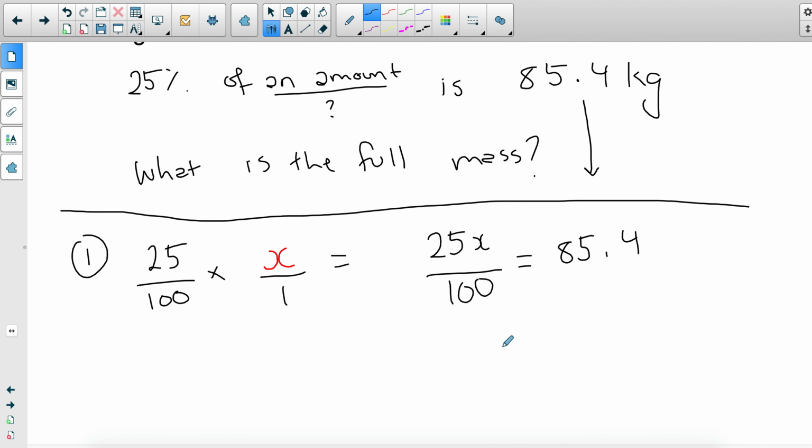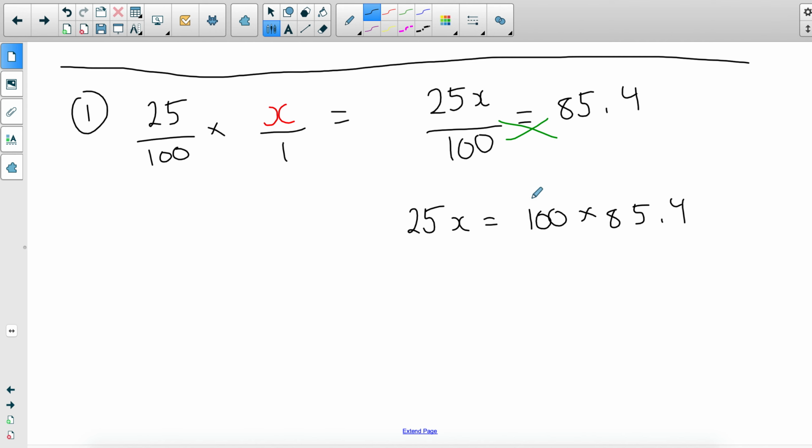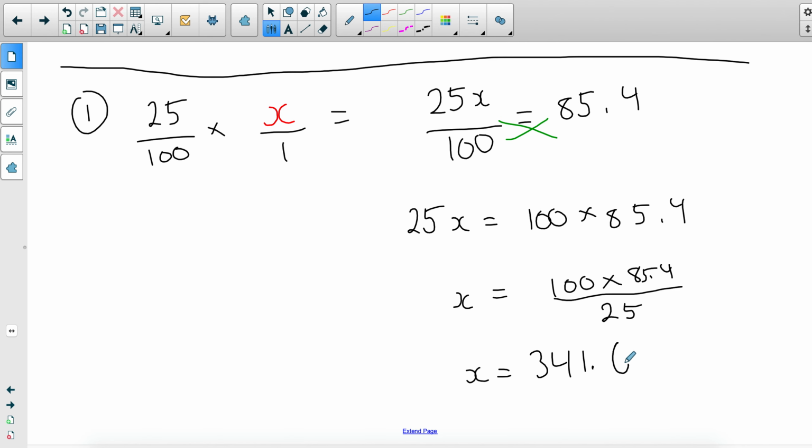Well, I can easily now cross multiply and I could solve for x. So I'll just cross multiply here. So I get 25x and then I get 100 multiplied by 85.4. And so x is equal to 100 times 85.4 divided by 25. And x will be 341.6, and we're dealing with kilograms, so I'm gonna write kilogram in there.